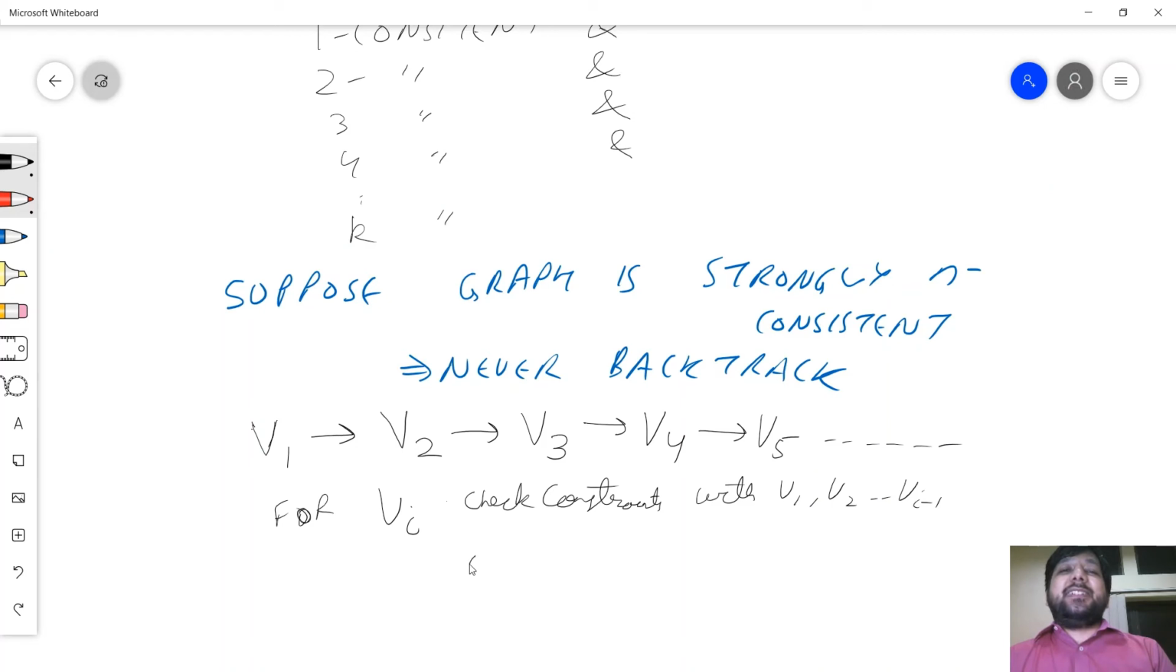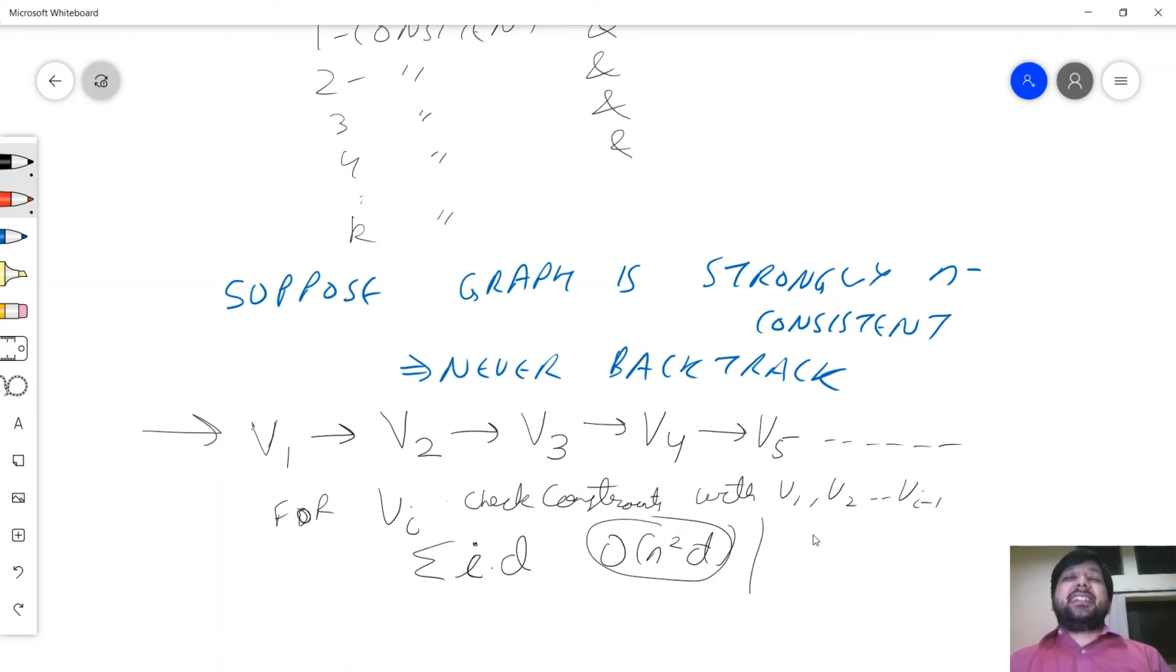So basically, I need to check for i values over here. And to choose a value, I need D. So you have a summation of D, which turns out to be an n squared D complexity algorithm. So it's solvable, it's polynomial. However, the complexity to make it strongly n consistent is unfortunately D raised to the power n. So this is given strongly n consistent.